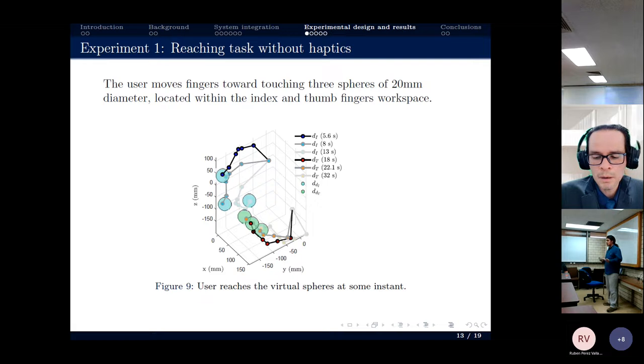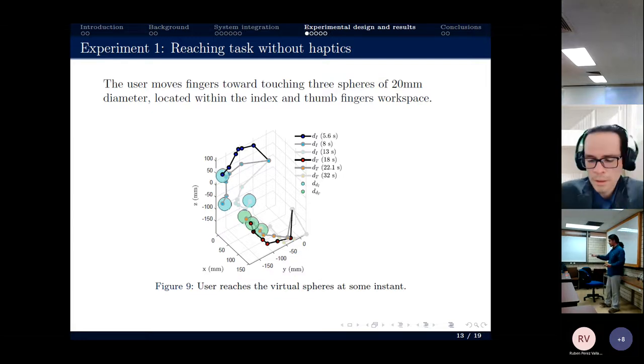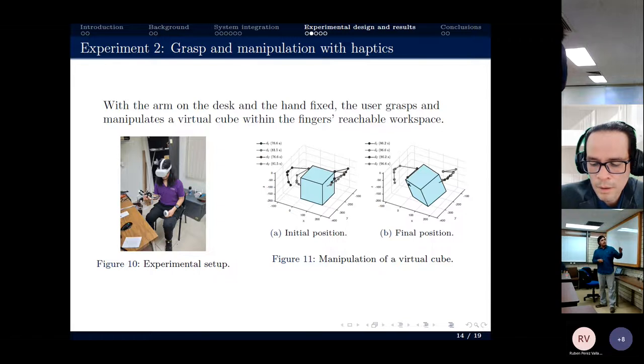We conducted three experiments to validate the system as a haptic interface and to show how this cyber-physical control works. The first experiment is a reaching task without haptics. The user has to move his fingers to reach three spheres per finger in the finger workspace, and he receives no haptic feedback. Then experiment number two is a grasp and manipulation task with haptics inside the finger workspace. So the user keeps his hand steady and has to close the fingers and move the virtual object, as you can see here in figure 11.